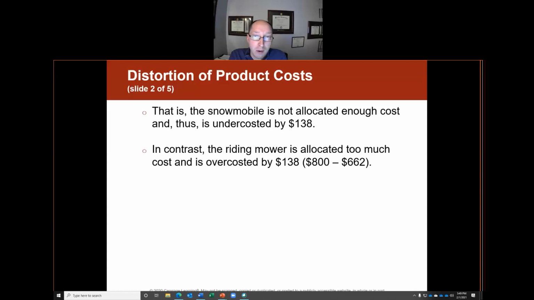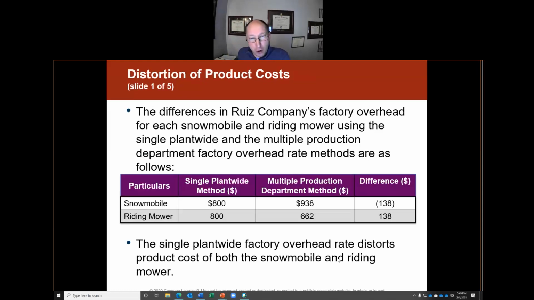We see with snowmobiles, the allocation is not enough cost, and it's $138 over for the riding lawnmowers. So basically, what this tells us is if I were to use a single plant-wide method, I would be overcosting my lawnmower by $138. Right? I'm basically applying too much overhead to the riding lawnmower and not enough to the snowmobile. And so that's why the multiple production rate method works better for this company.